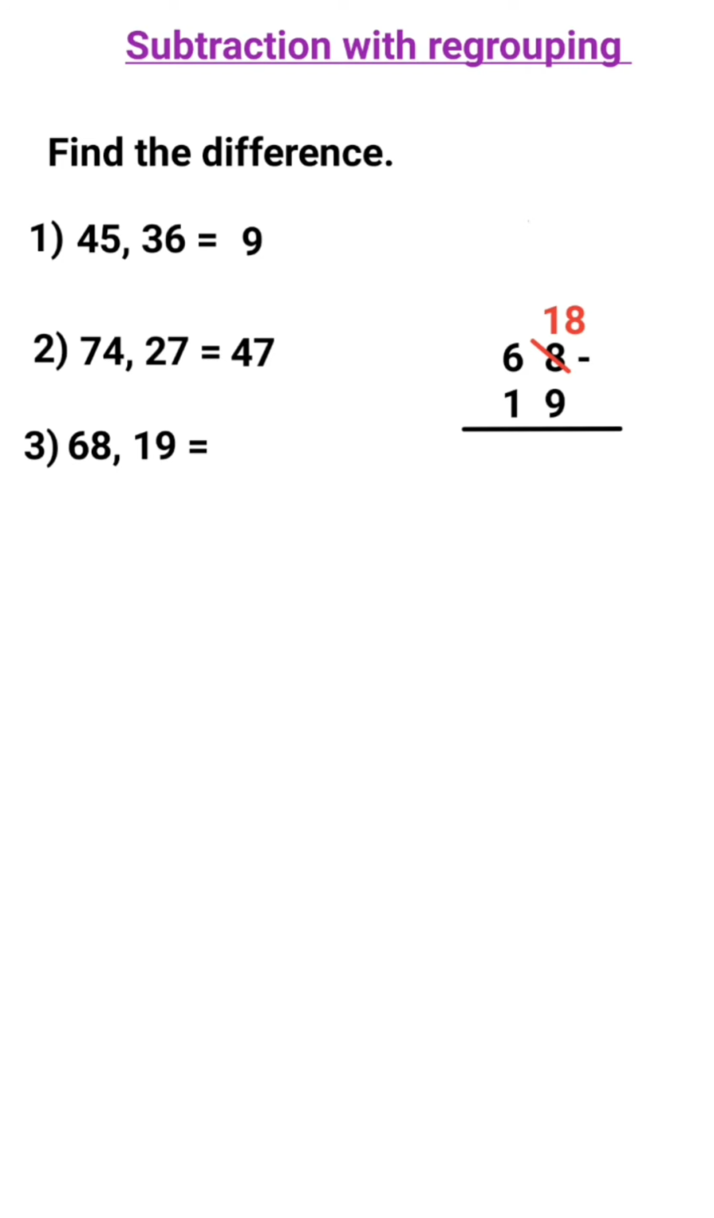Now when we borrow 1 ten from 6, the remaining number is 5, that is 5 tens. So we have to find the difference of 18 and 9. 18 minus 9 is 9. Then 5 minus 1 is 4. So the answer is 49. Now move on to the fourth question.